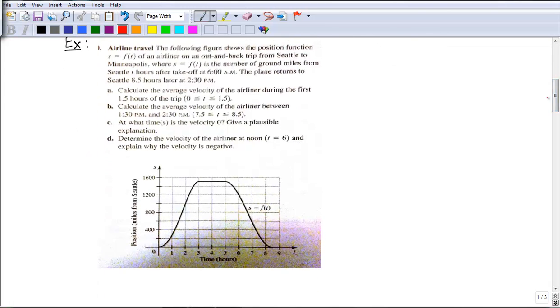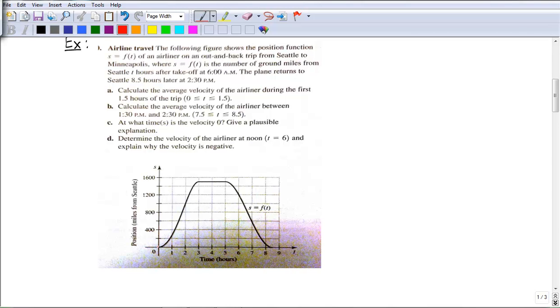For the following figure, it shows the position function of an airliner on an out and back trip from Seattle to Minneapolis, where f(t) is the number of ground miles from Seattle t hours after takeoff at 6 in the morning. The plane returns at 2:30 p.m., which is 8.5 hours later. And part A says calculate the average velocity of the airliner during the first 1.5 hours. So that means t equals 0 to t equals 1.5.